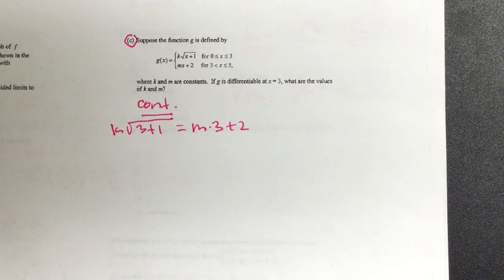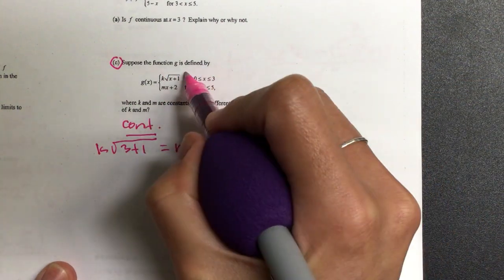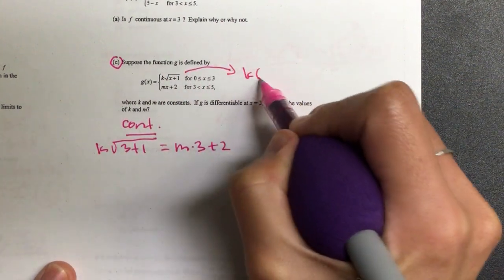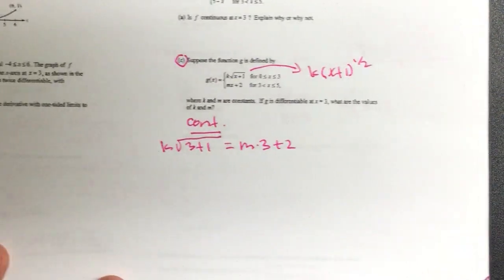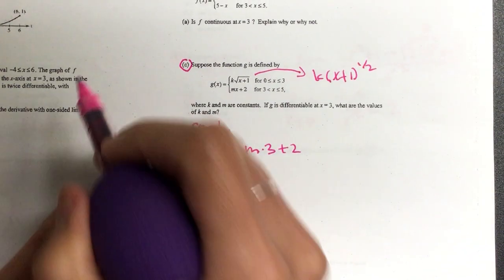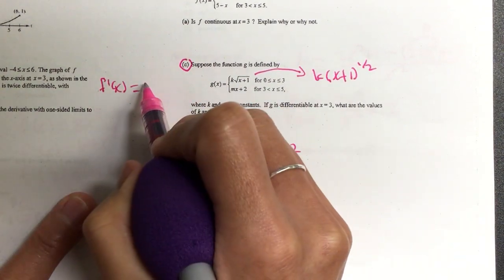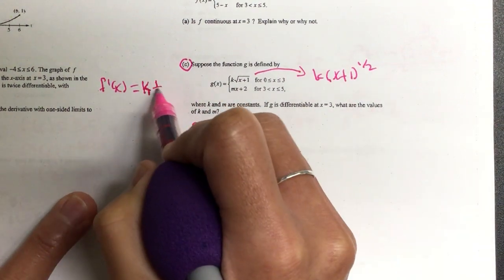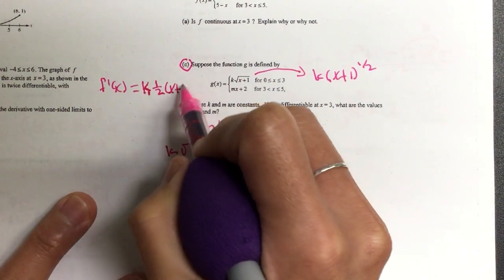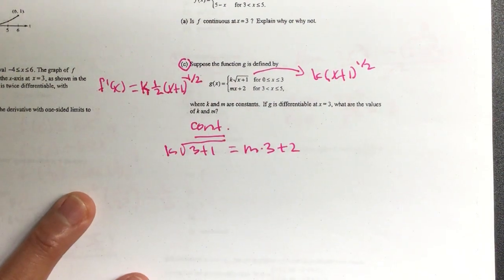And it's also differentiable, meaning I could find the derivative of these. So in this case, I want to rewrite this with the power: k times x plus 1 to the 1/2. And let's figure out what the derivative of those might be. We're going to take k, bring down the 1/2, x plus 1, and 1 less of that is negative 1/2. Is everyone okay with that?